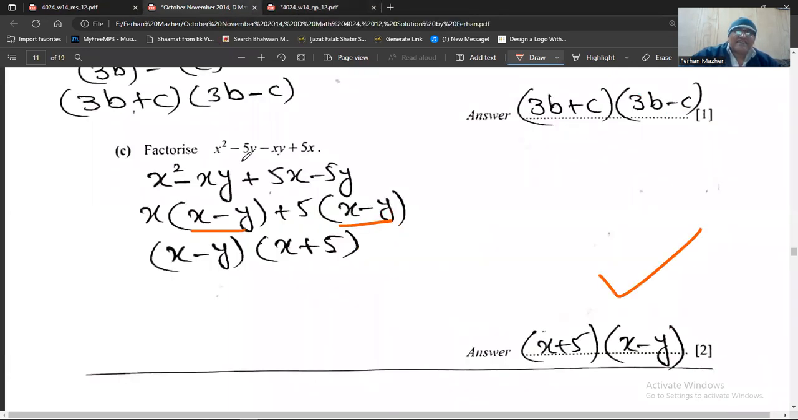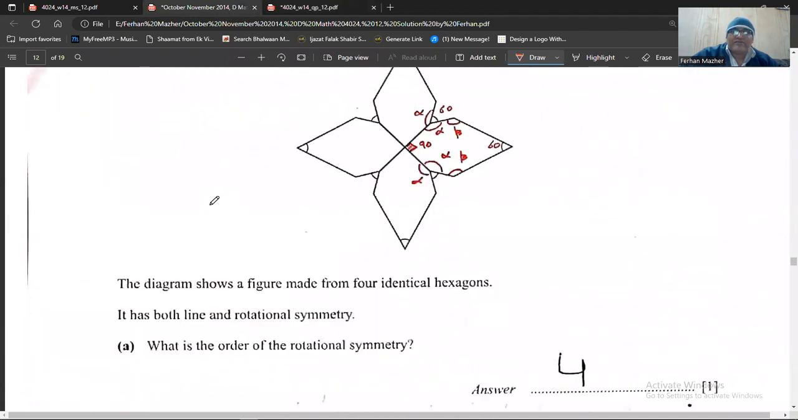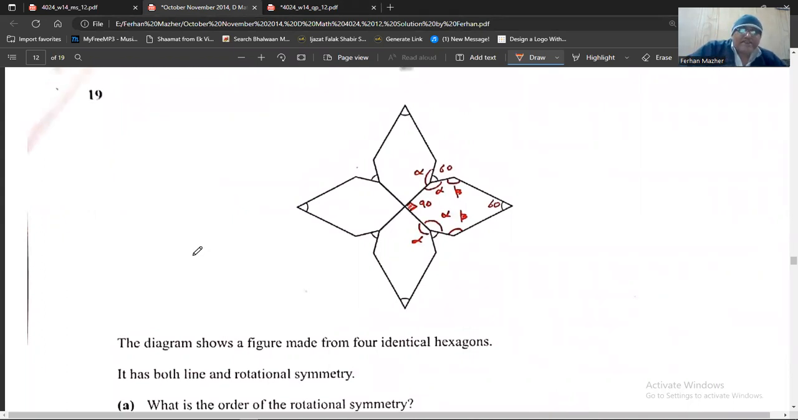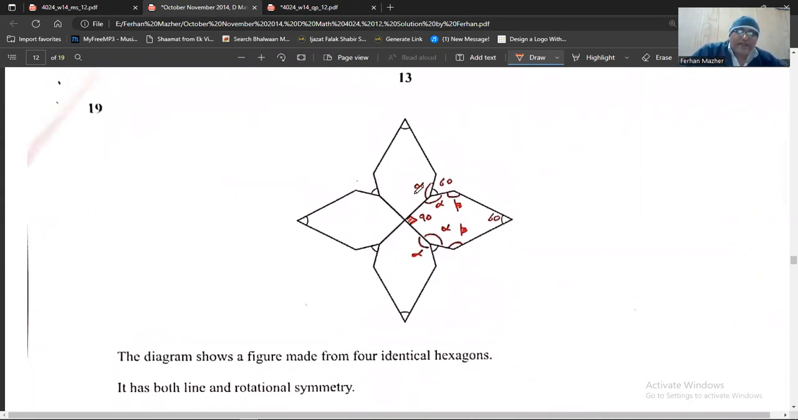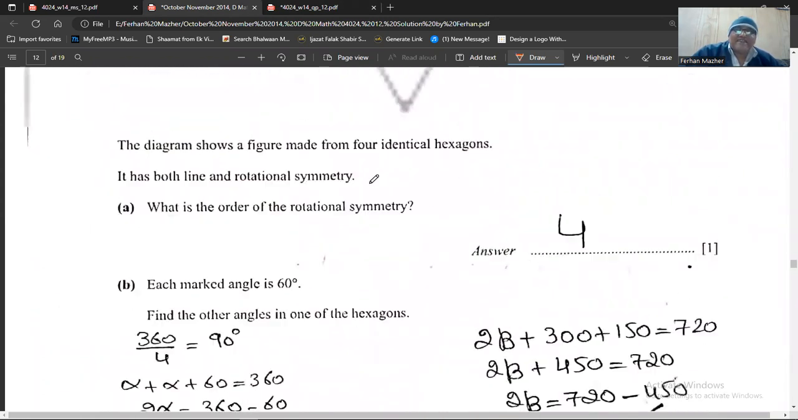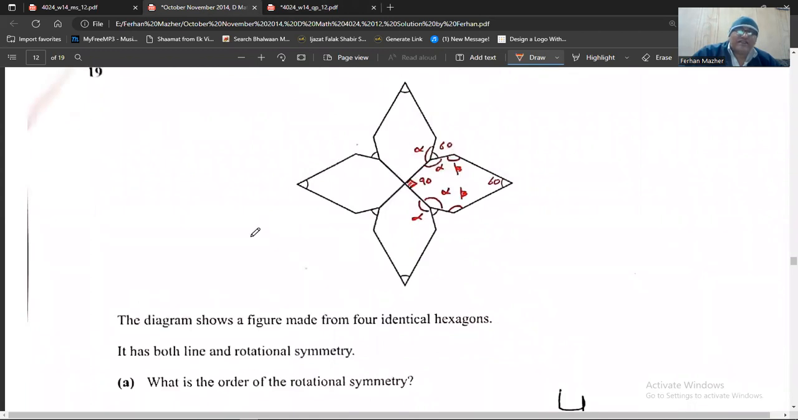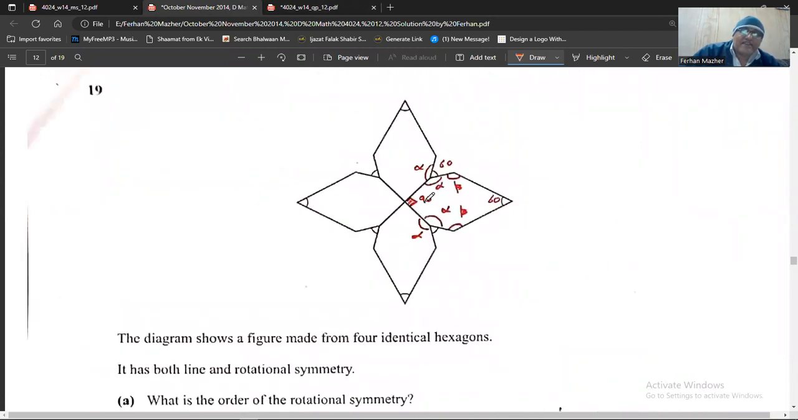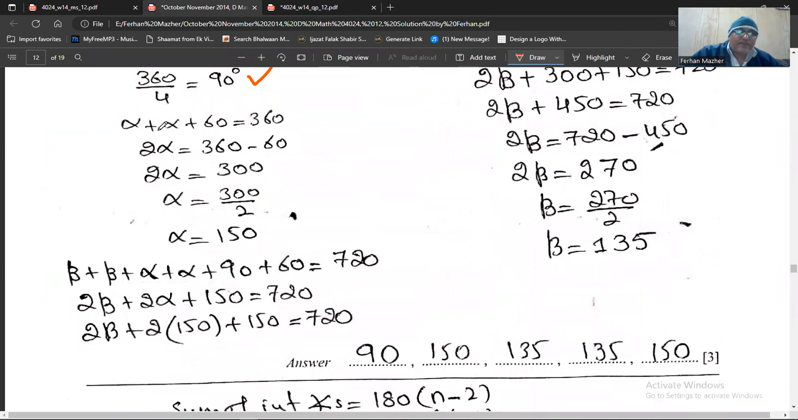The hexagon is the sum of the internal angles. If you remember that number, then it's good. If you do not remember, you can find that out very easily. Let me show you. This angle is 90 because these are 4 same angles. And so 360 divided by 4, that will be 90. So this angle is 90. Okay. Then alpha plus alpha plus 60 equals 360. So 2 alpha is equal to 360 minus 60. So 2 alpha will be equal to 300. So alpha will be equal to 300 divided by 2. So alpha will be 150.